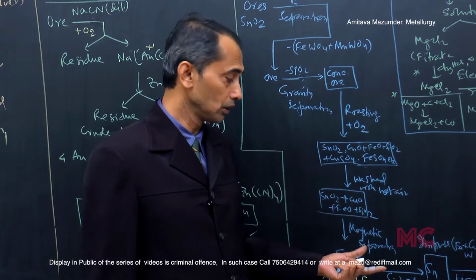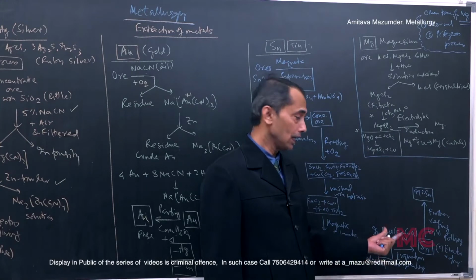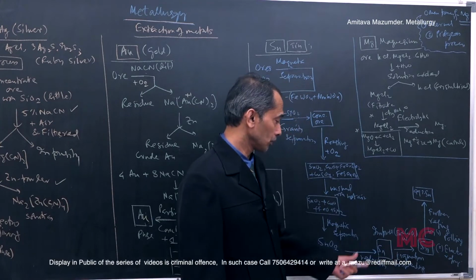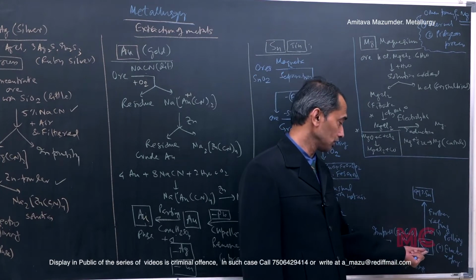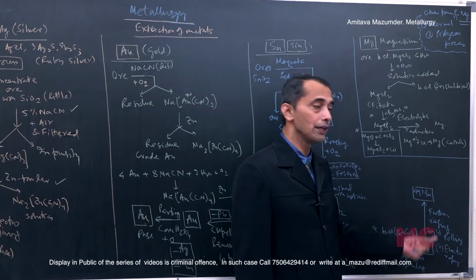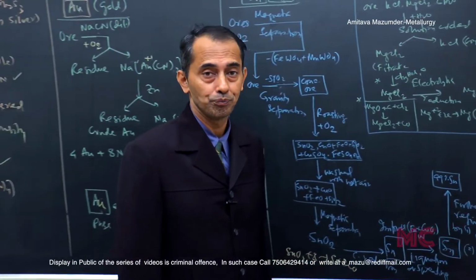The magnetic material is removed, then we get SiO2, and by carbon reduction we get tin. The tin has impurities, and for the removal of impurities like iron, copper oxide, and tungsten, we go for the liquefaction or sweating process, and then polling and electrorefining, so that we can obtain 99% tin.